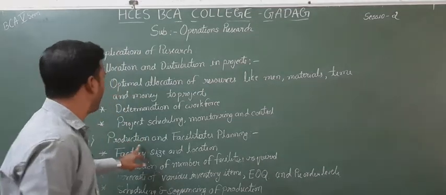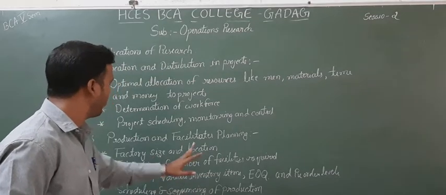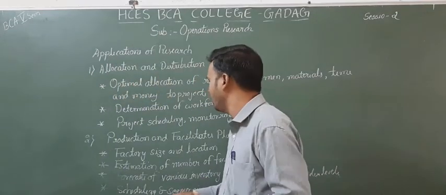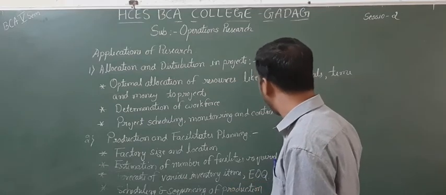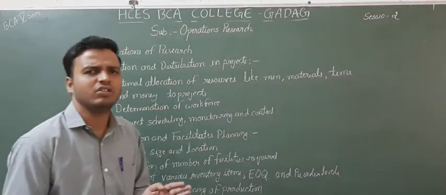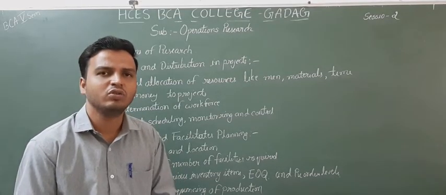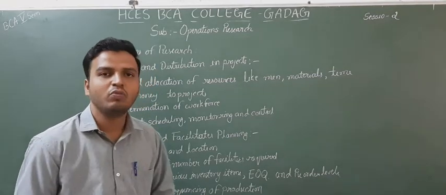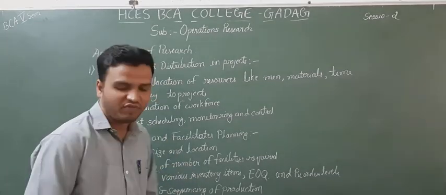So in the production and facilities planning, first we have to select factory size and location. Then we have to estimate the number of facilities available for us. Next, forecast of various inventory items, EOQ and reorder levels. And the last one is scheduling and sequencing. So we have to select in which machine which item is produced and at what time. We have to calculate idle time and how much time is required to produce an item. So these are studied in production and facilities planning.